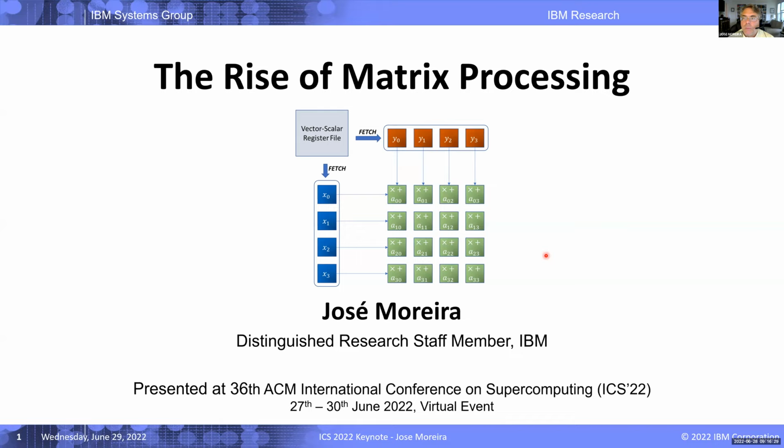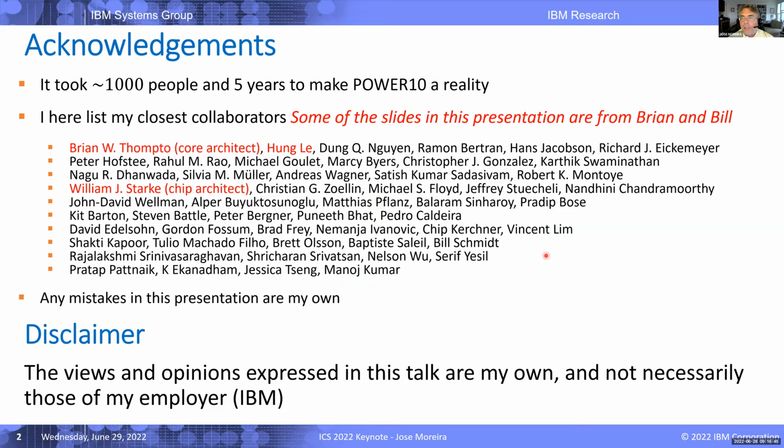So today I'm going to be talking about the rise of matrix processing. And like I said, it's in the context of Power 10, which is something that I worked on for 5 years. And I want to acknowledge all the people that I worked with to make this a reality. It took about 1,000 people, everybody that worked on hardware and software during the project, and a total of about 5 years to bring Power 10 from concept to reality.